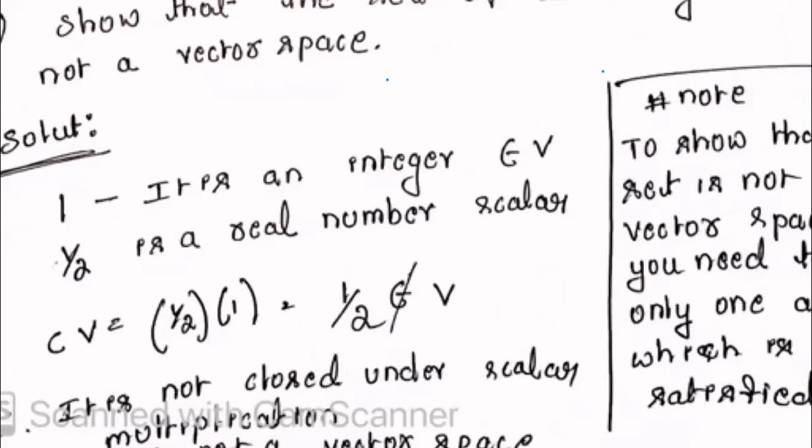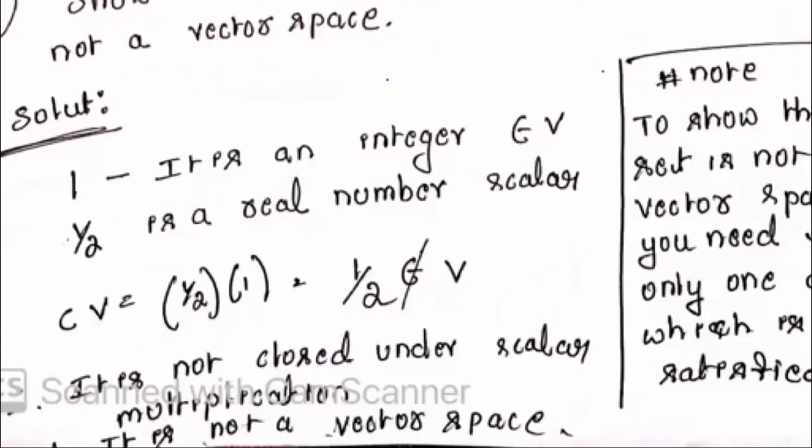Then you have a constant. Consider a constant 1 by 2. Then it's a real number. When you multiply 1 by 2 to the 1, it becomes 1 by 2. Since 1 by 2 is not an integer, as you all know, in a vector space, when you multiply the constant C with V, the answer should lie in that vector space only. So CV, after multiplication of C and V, you get 1 by 2. That is not there in the set of integers. So that's why it is not a vector space.